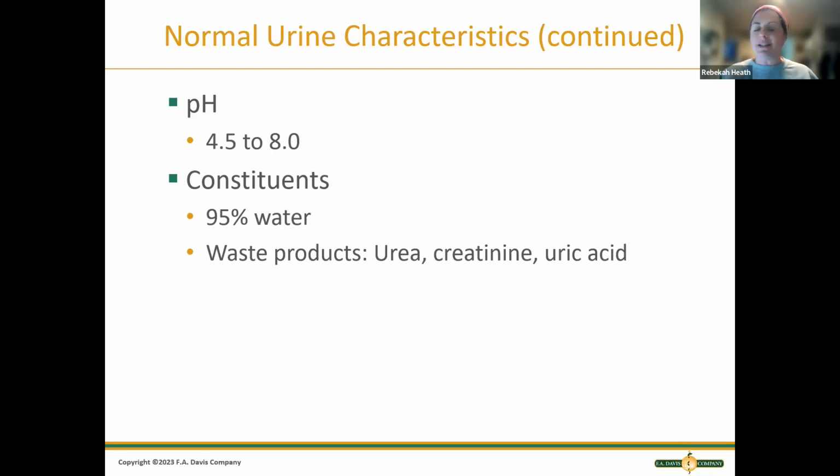The constituents, or what our urine is made up of, 95% water. So much water. But there's also waste products, urea, creatinine, uric acid, anything extra our body kind of needs to get rid of will be in that urine.